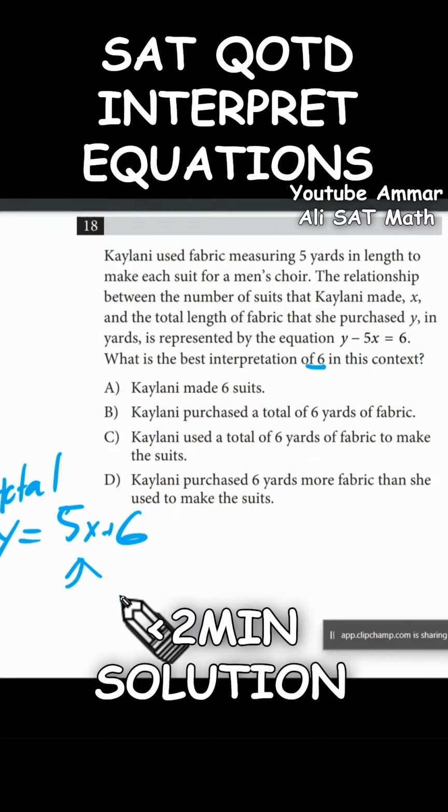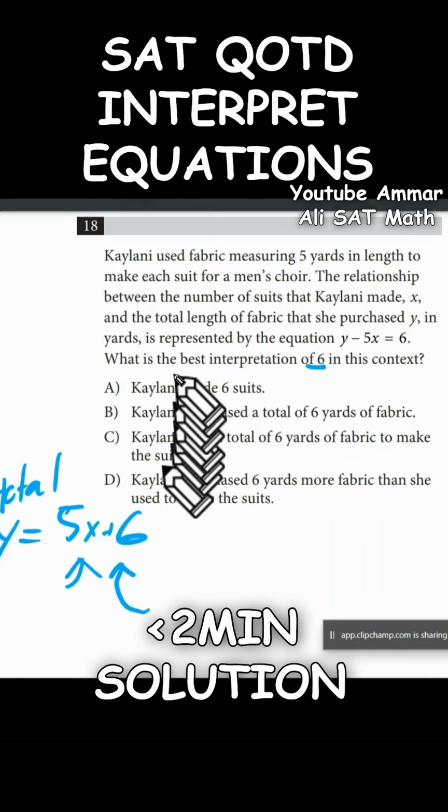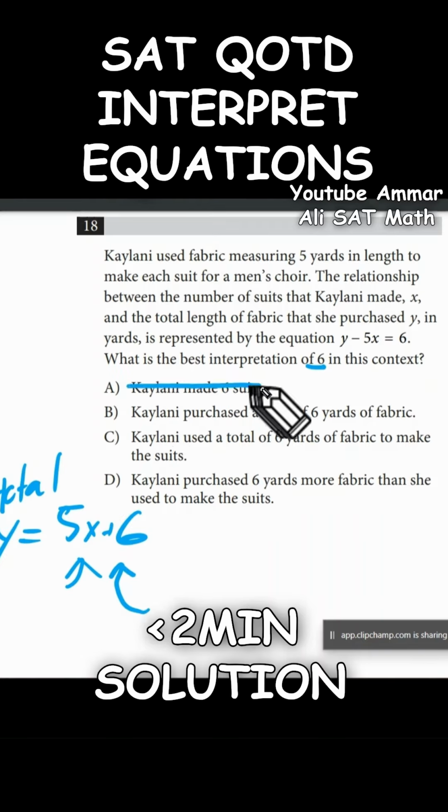So we know that this is not really pertaining to the number of suits or the total number of yards, right? So we can cross that answer out, because we know that she definitely did not make just 6 suits, and we also know that she has to have purchased more than 6 total yards of fabric. And also, let's look at C. Kaylani used a total of 6 yards to make the suits. Again, this is also wrong.